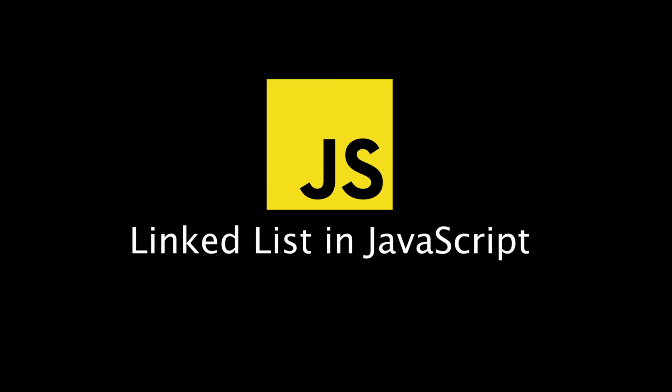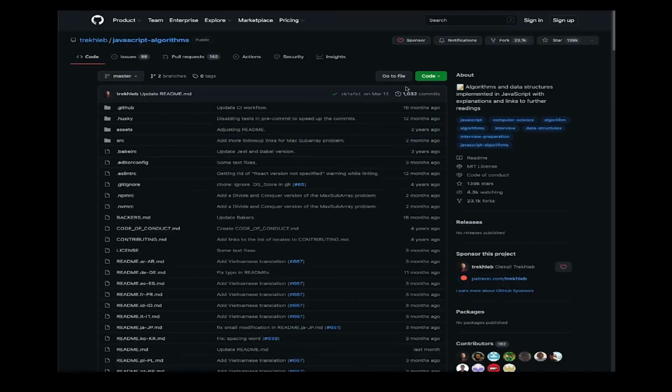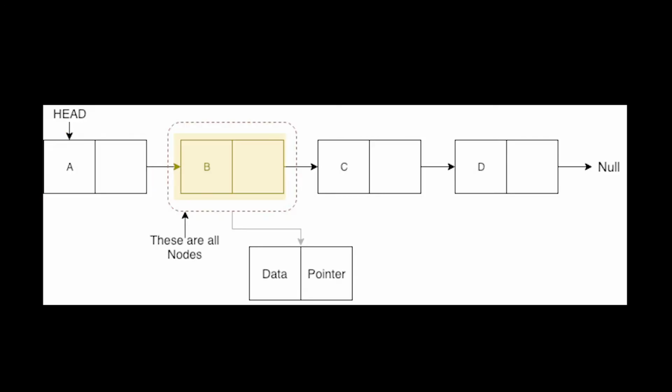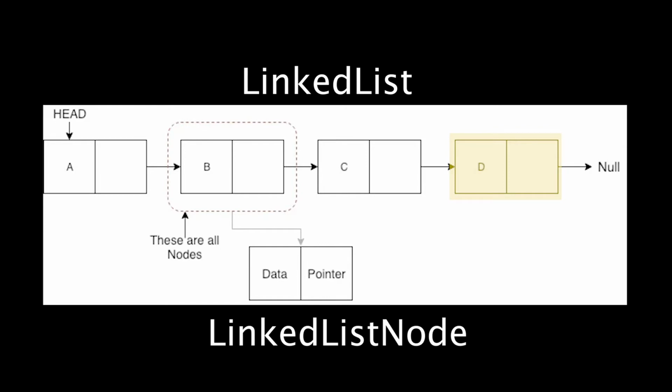Okay, so let's finally look at an implementation of a linked list in JavaScript. This implementation is available in GitHub, and a link is provided in the description below. A linked list is made up of linked list nodes. So the implementation starts with defining these two classes.